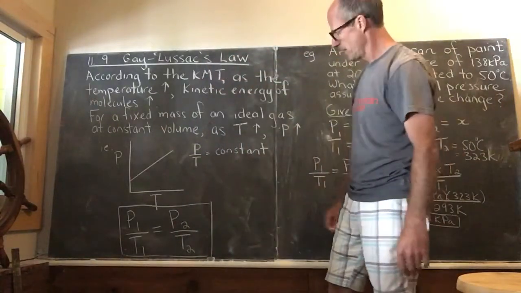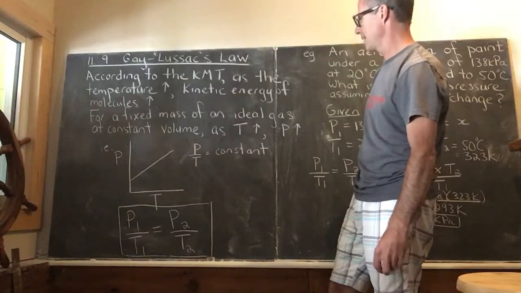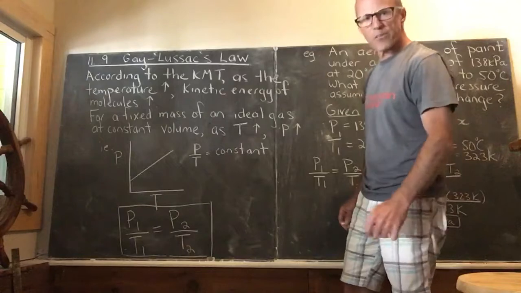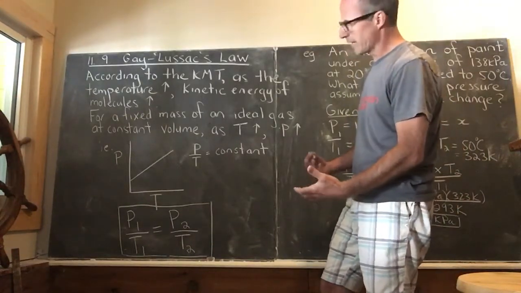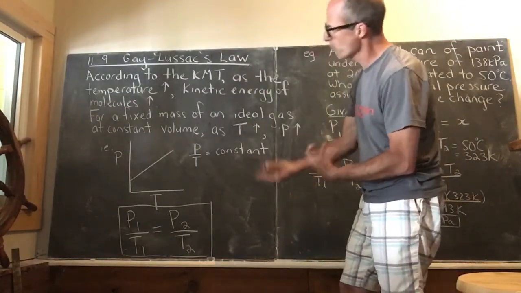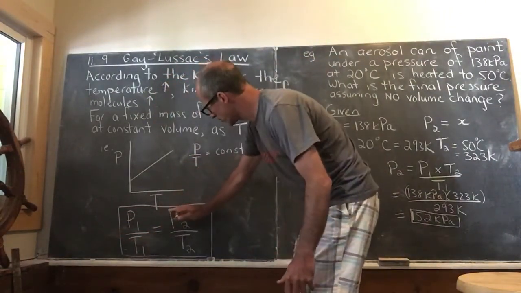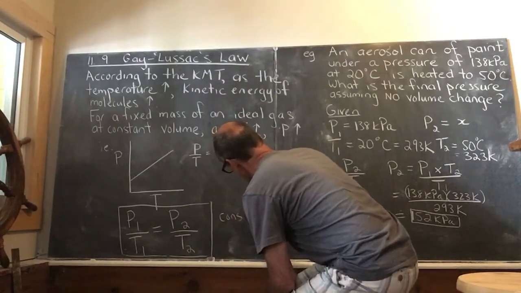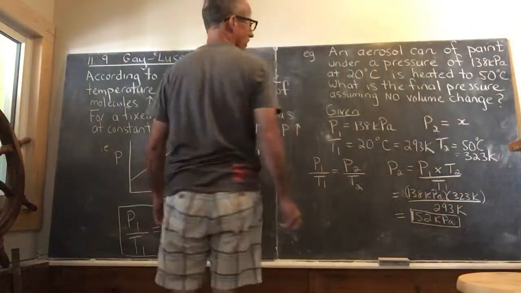Graphically, it makes sense. There's certainly going to be a straight line, the slope would be constant, and P over T is constant. Therefore, the mathematical representation of Gay-Lussac's law is kind of similar to Charles' law when you look at it. Instead of using volume, we're using pressure. So P1 over T1 equals P2 over T2 at constant volume. And that's the key to this. Now, let's look at an example.